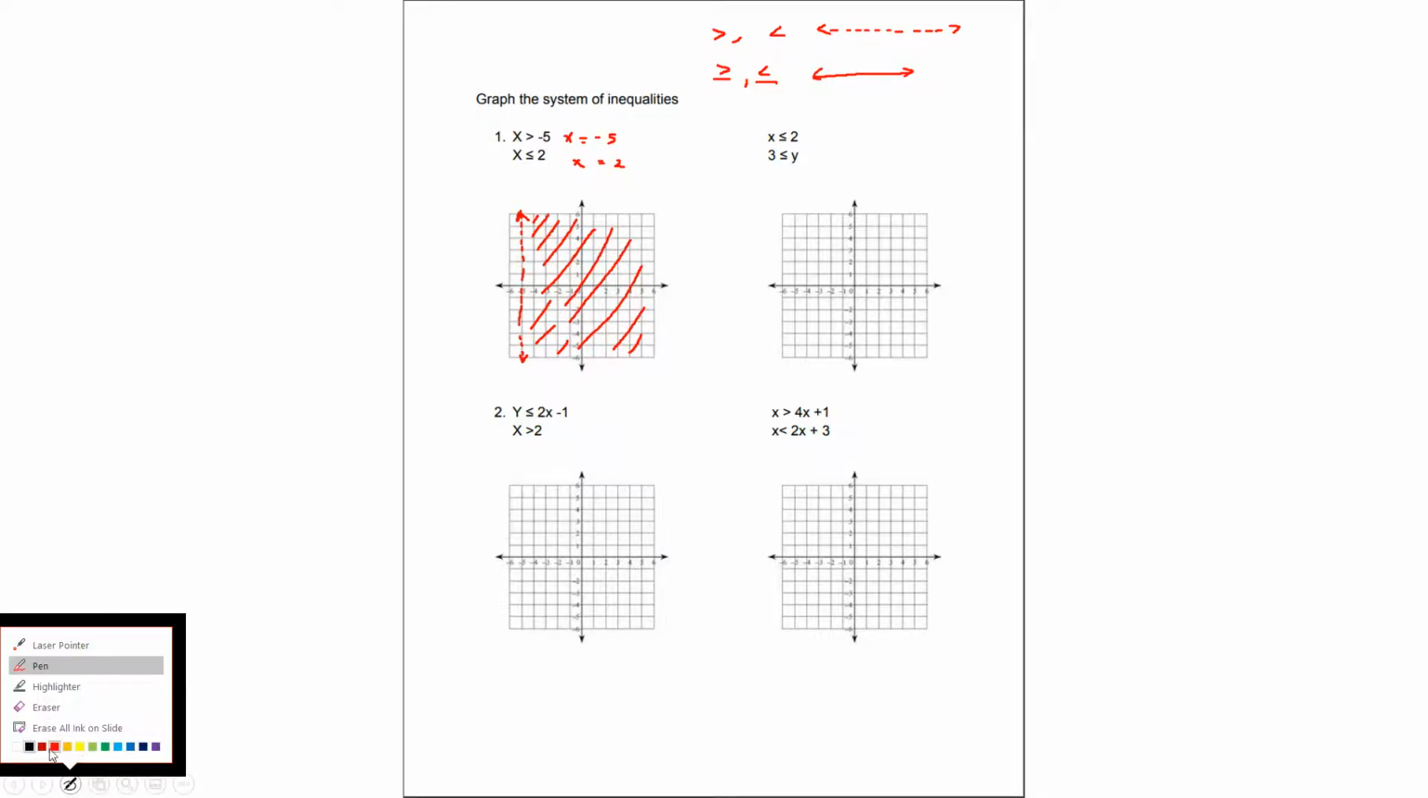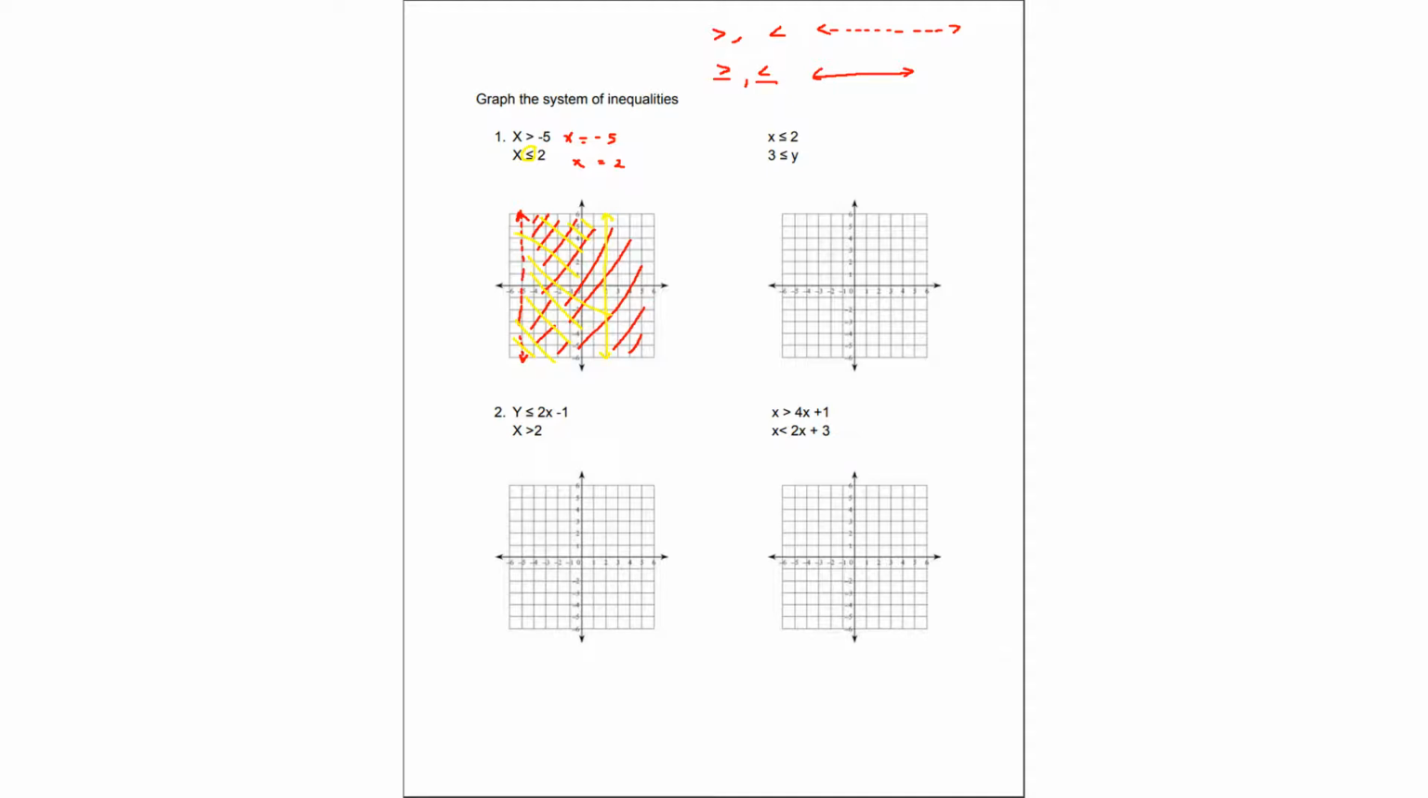Now, for the second one, it's x is less than or equal to 2. So it's less than or equal to, so it's going to be a solid line. Okay, so a solid line at x equals 2. And since it's less than, it's going to be all the points that are less than 2, which is just the left side of the graph. Okay, and we do one more.